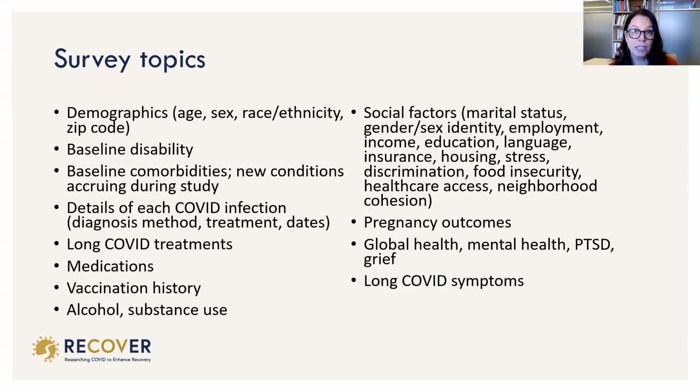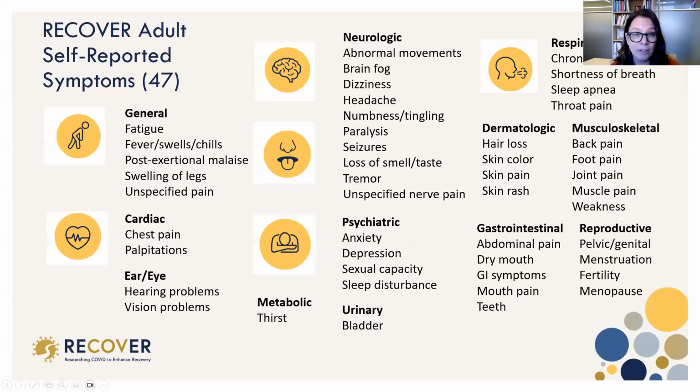And then we ask a lot of questions about self-reported outcomes. We ask about global health, mental health, including depression, anxiety, PTSD, grief, and then we ask about long COVID symptoms. On the next slide, you'll see a list of all of the symptoms that we ask about, well over 40 different types of symptoms, covering just about every organ system, because long COVID is a multi-organ system condition. So we ask about general sorts of symptoms. We ask about problems with the heart, with the lungs, with the brain, with the intestines, reproductive symptoms, and so on and so forth. A wide variety.